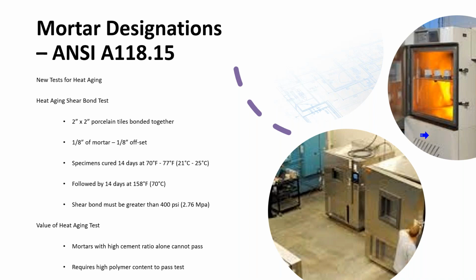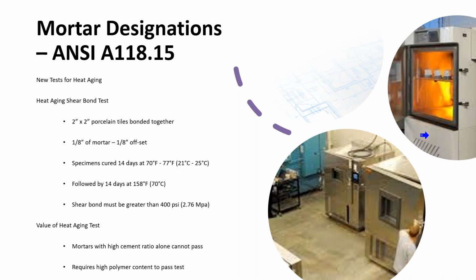I hope that makes sense to you guys, because that's extremely important. And you understand a mortar that might be good for high temperature areas or areas that might experience a lot of thermal shock. This is what you want to be looking at. So the shear bond, even at 158 degrees, after 28 days of curing, 14 days at room temperature, 14 days at 158, must still be better than 400 PSI.